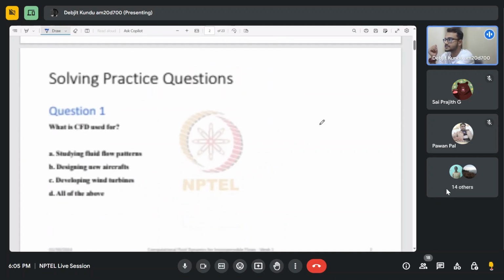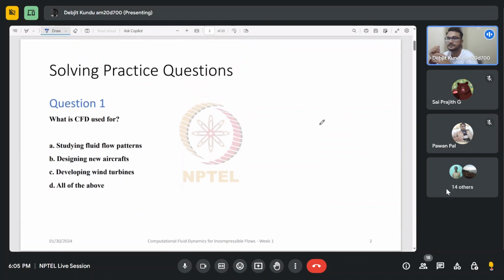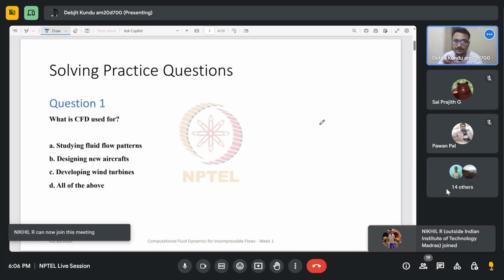This is our first question for today's session, which is asking us what is CFD used for? This is our first week, and we have to first remind ourselves why even learn CFD or computational fluid dynamics. If that becomes clear, then we are motivated to work further and learn more about it. This first question is trying to address what is even CFD used for? Why is it useful? Why should we learn CFD in the first place? There are a few options given below.